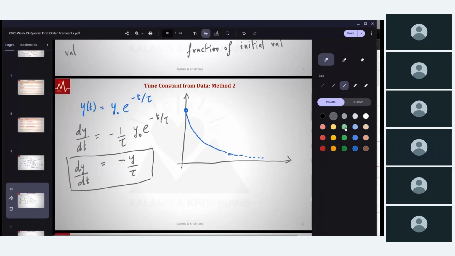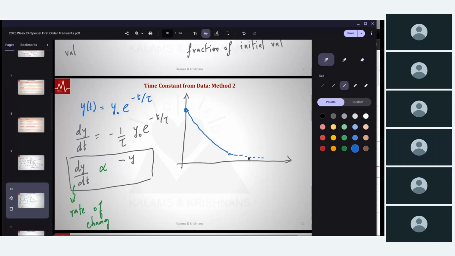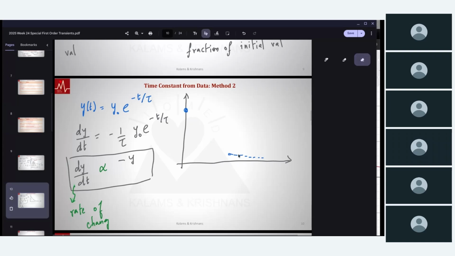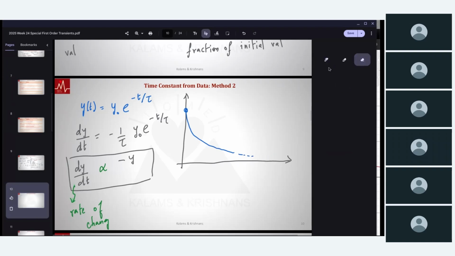Let's also interpret this. Rate of change is proportional to the negative of the current value, right? It decreases. The higher it is, the faster it decreases. The moment it becomes smaller, it decreases slowly, right? The bigger the value, the faster the drop. So this exponential self-referential decay is there: the bigger it is, the faster the decay. That is the underlying language, simple English, for this equation.